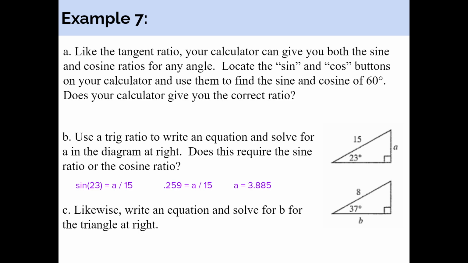On your calculator, sine of 23 should get you 0.259. You know I like rounding to 3 decimals. Multiply both sides by 15, we get 3.885.